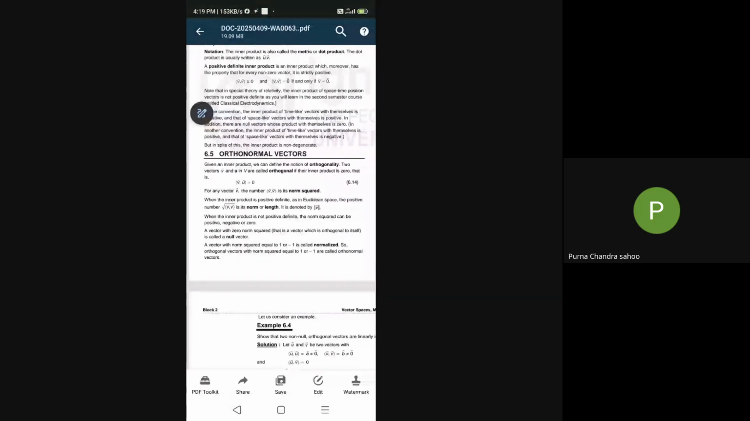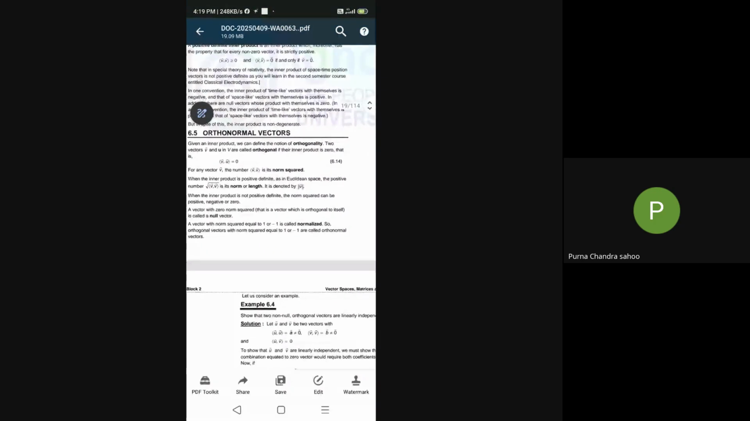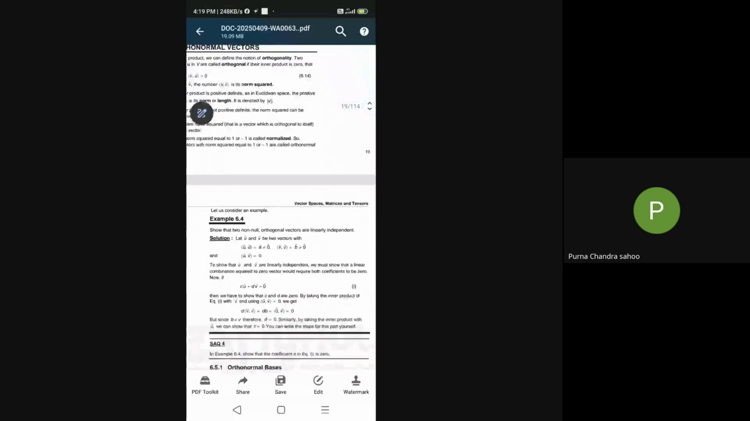When the inner product is positive definite, as in Euclidean space, the positive number root of (V, V) is its norm or length. Okay, and a vector with 0 norm squared, that is, a vector which is orthogonal to itself, is called a null vector. And a vector with norm squared equal to 1 or minus 1 is called normalized. So orthogonal vectors with norm squared equal to 1 or minus 1 are called orthonormal vectors.